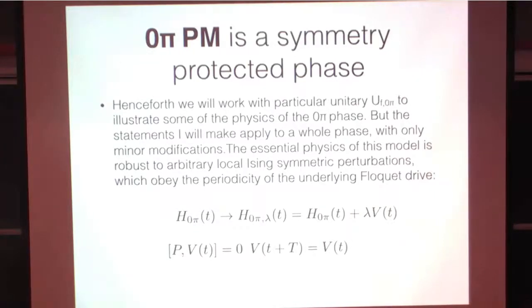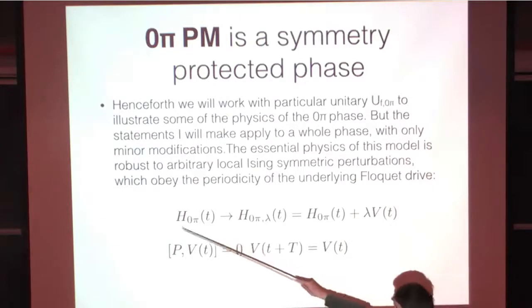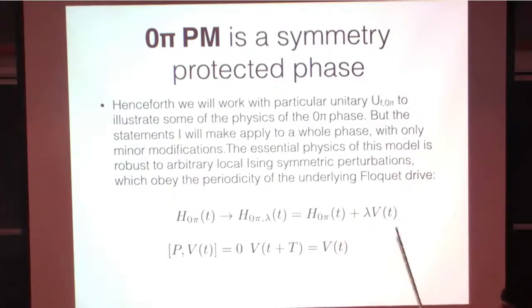So I've given you a very specific example of a drive protocol, but it turns out that this is just one example of a Hamiltonian in a larger symmetry-protected phase. What I mean by that is you can take this particular Hamiltonian that I gave you before and perturb it by anything that's local Ising even and preserves the driving period, provided it's sufficiently small, and you can continue to have these edge states. The long time behavior I'll talk about on the next page. So the basic physics of this model is insensitive to such small perturbations.